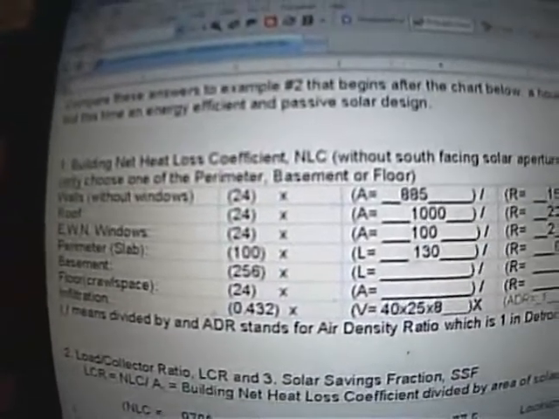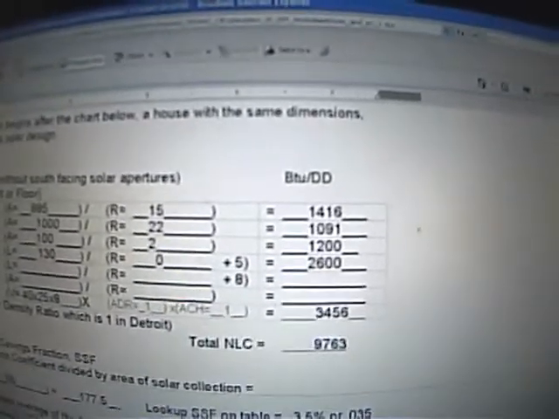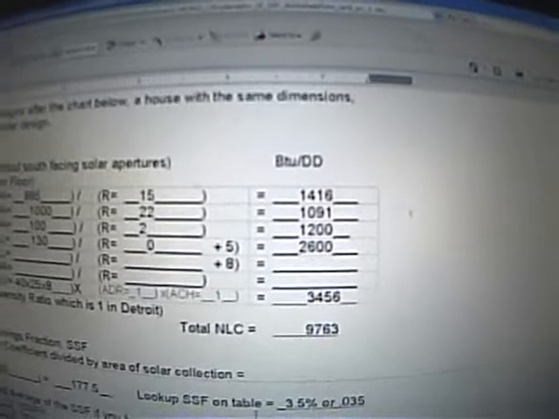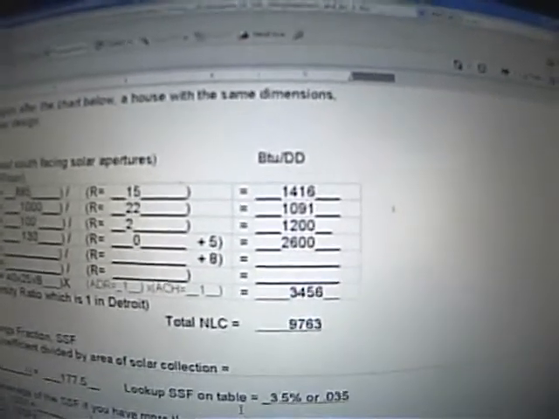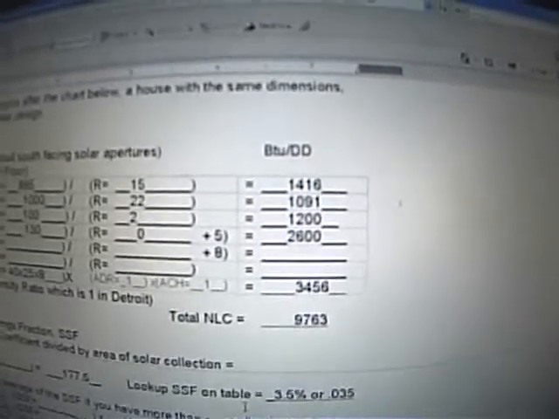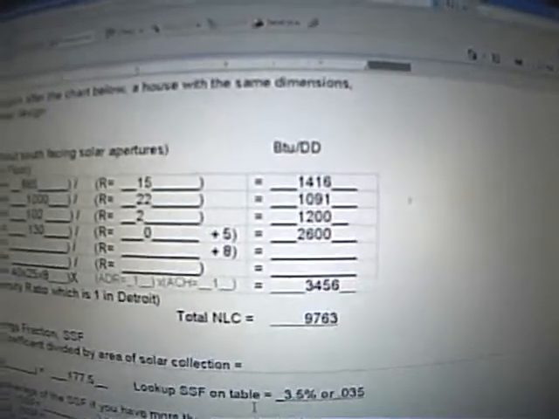So hopefully that explains how you would run these numbers so that you can end up with your BTUs per degree day. The BTUs per degree day heat loss out of this house, out of all surfaces except the south-facing windows, is known as the net heat loss coefficient. It's also known as the NLC.